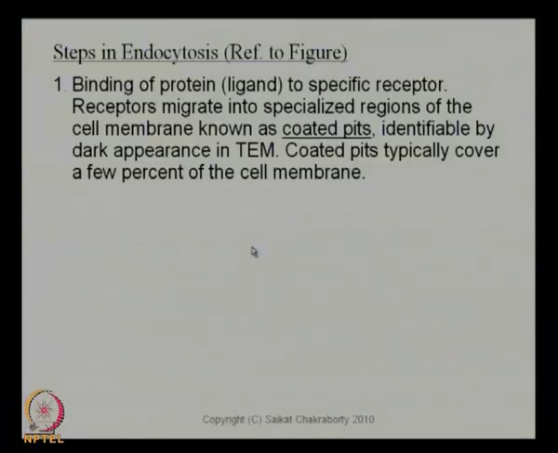So, one kind of receptor is supposed to bind to one or two kinds of different ligands. The binding of the ligand to the specific receptor, and the receptors migrate into specialized regions in the cell membrane known as coated pits, identifiable by dark membrane in the TEM. Coated pits typically cover a few percent of the cell membrane. Here we are again talking of which class of receptors?